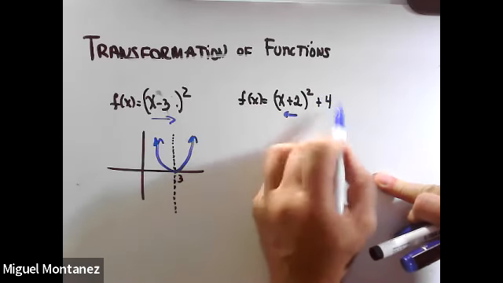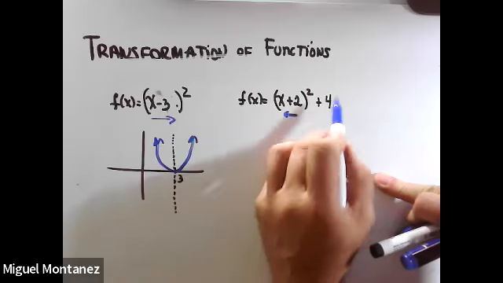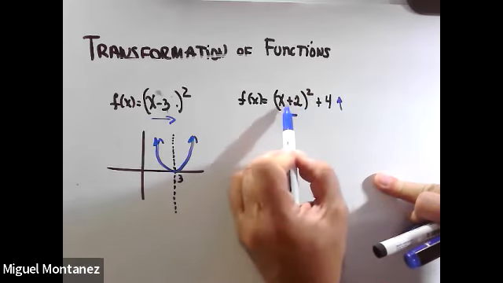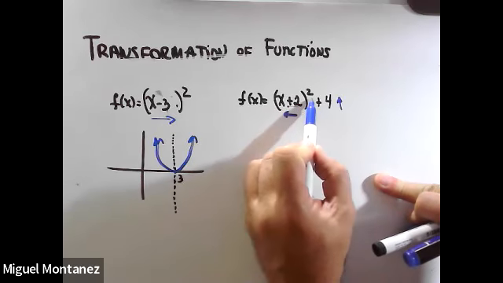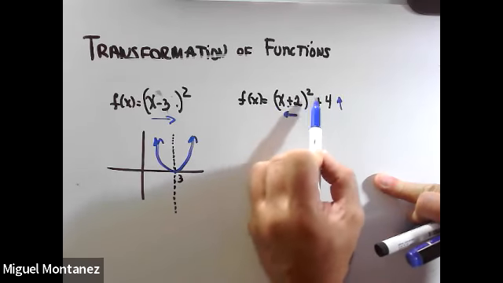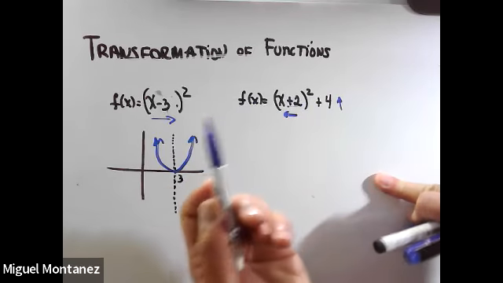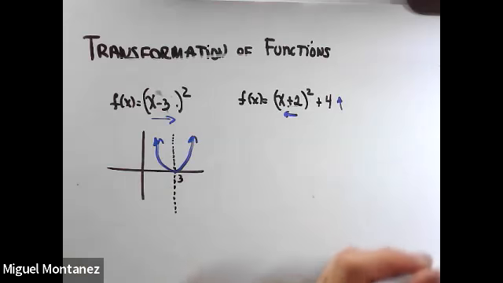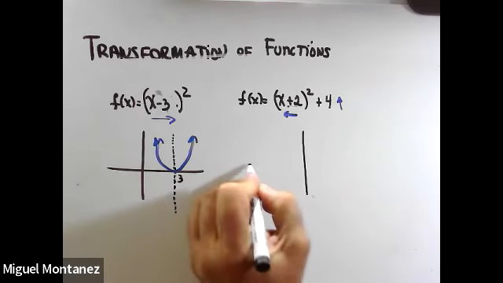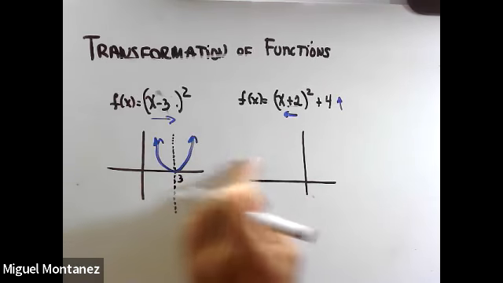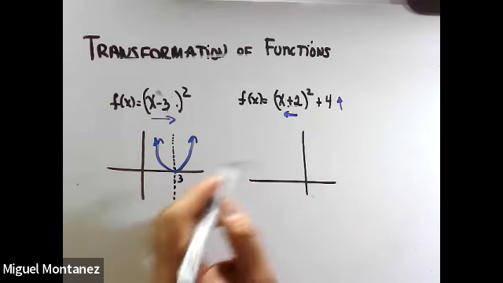So what does this 4 represent? It represents a shift up. First I add 2, then I square. So this is horizontal. After I square, I add 4. Think of PEMDAS. So now we go up. So this one has both things. So what do I have? We push 2 units to the left.